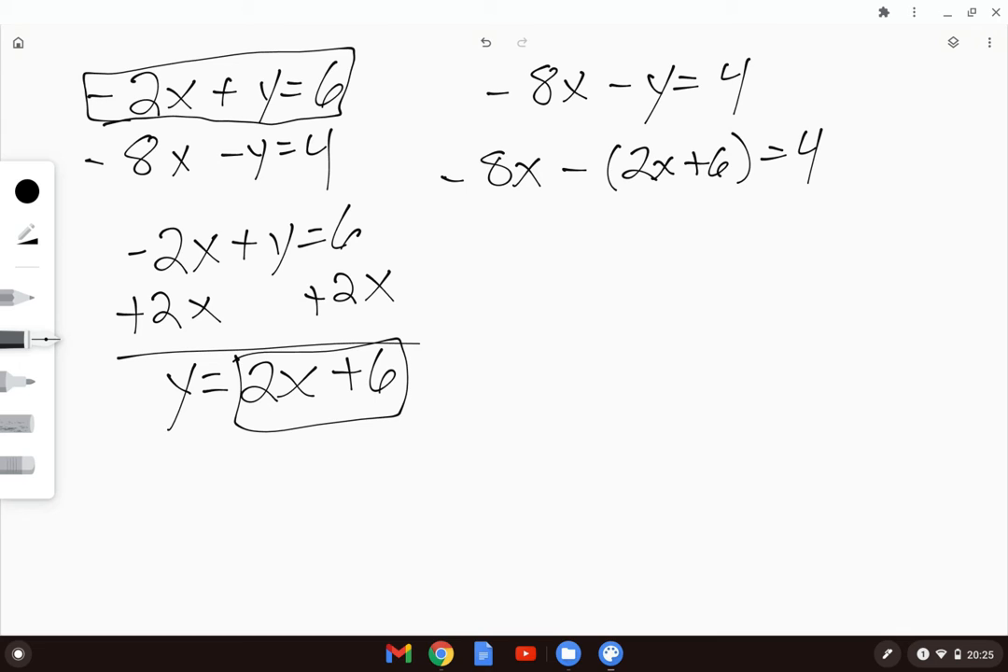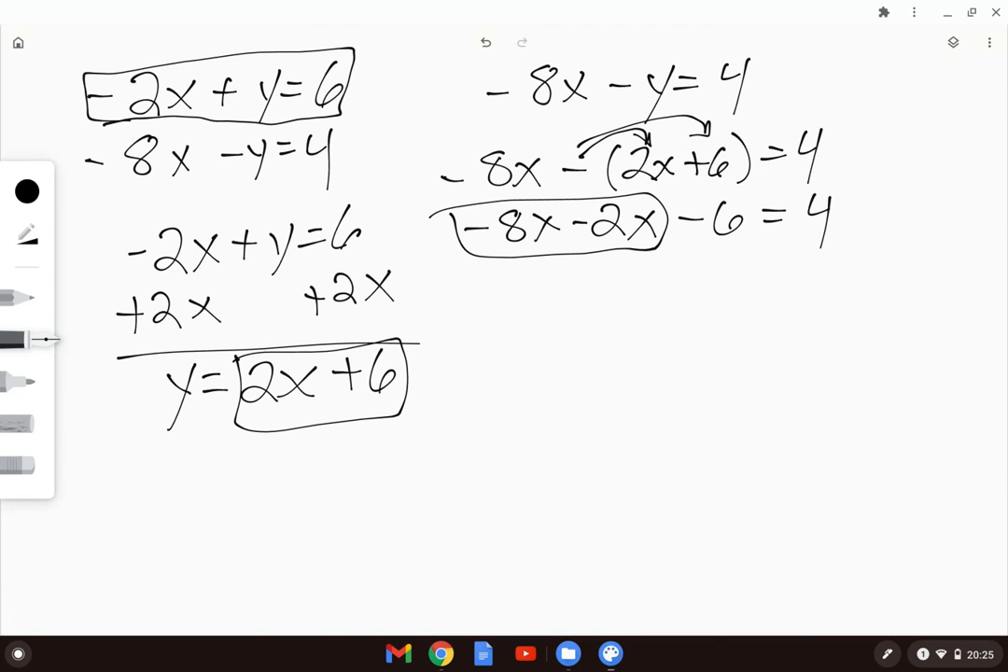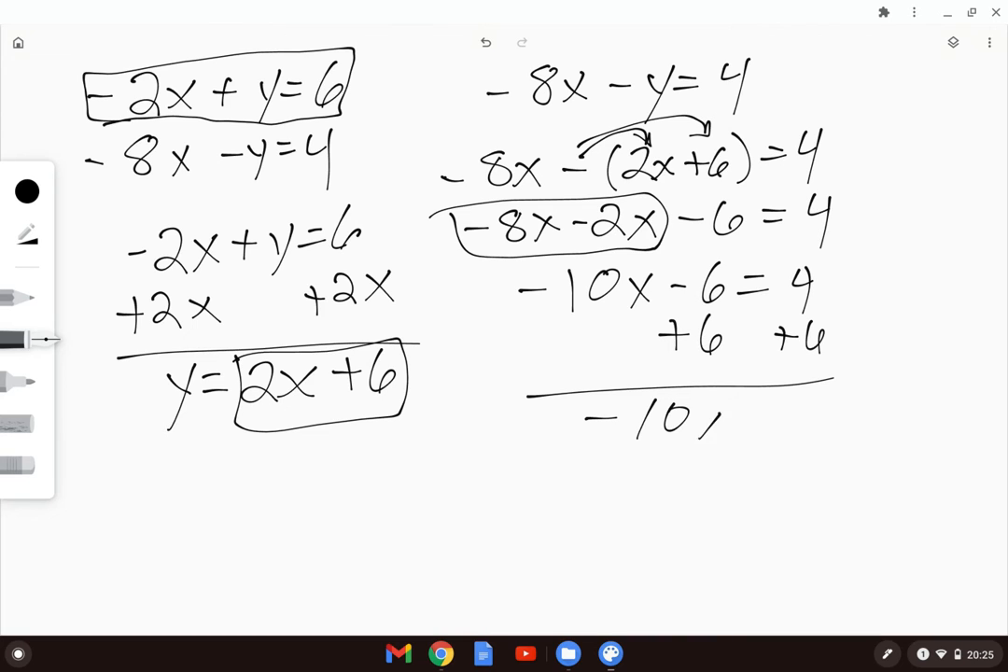So what I need to do now is distribute this negative. So that will give me negative 8x minus 2x. Negative times that is going to be minus 6, and all that equals 4. So then I'll combine my like terms here of the negative 8x minus 2x. So that gives me a negative 10x minus 6 equals 4. Then I'll add 6 to both sides. So I have negative 10x equals 4 plus 6 is 10. Divide both sides by a negative 10. And then x will equal negative 1.